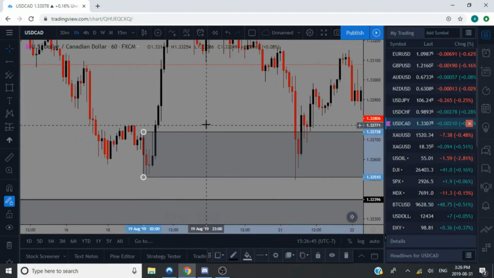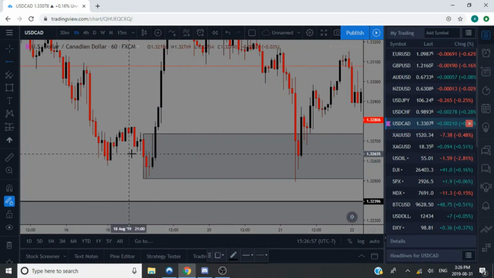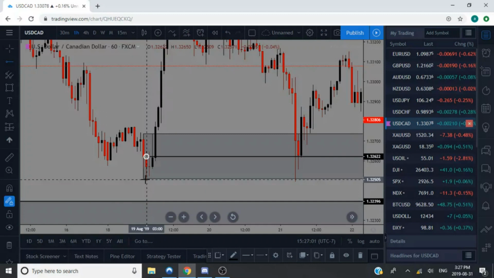So if we know that's all the 4-hour, daily uptrend, 4-hour uptrend, I want to be a buyer, right? Why would you want to be selling in a daily uptrend and a 4-hour uptrend? You didn't want to be selling. So I went to the 1-hour and I saw this zone right here.